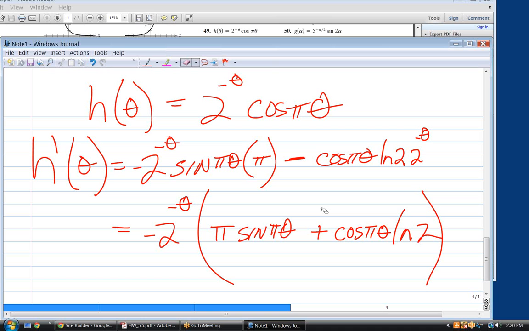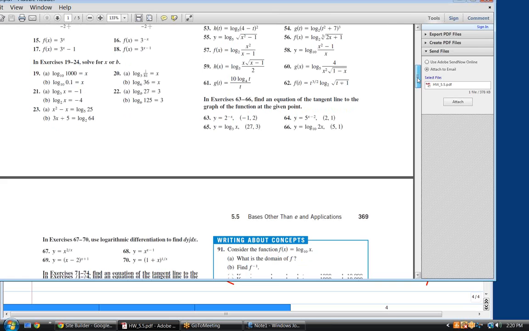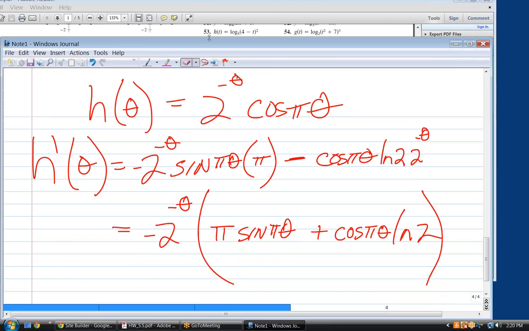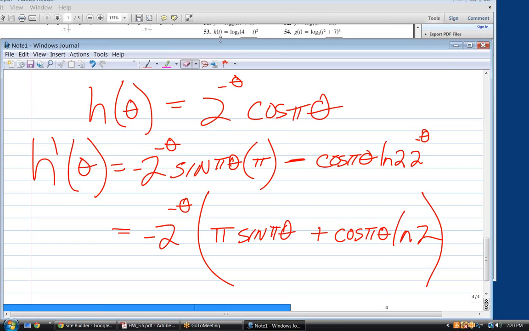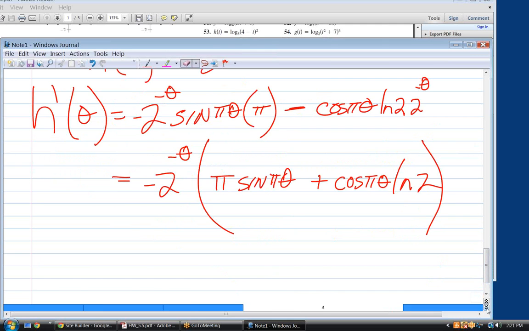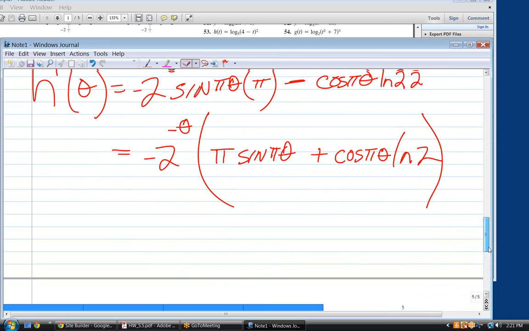Yeah, she has the same thing. She just wrote it in a different order. Okay. 53. For some reason she wrote the natural log of 2 first. Well, there's really lots of ways to write these, and I'm not sure that one is necessarily more correct than another. I just find it odd that she did the natural log of 2 first.